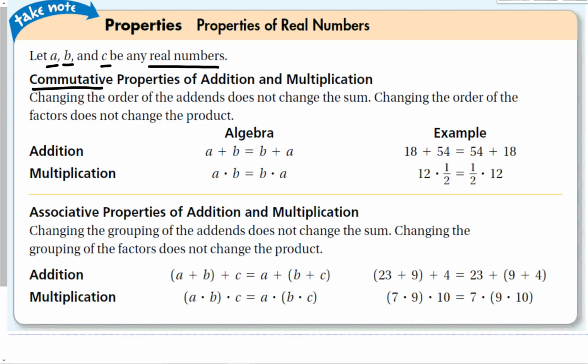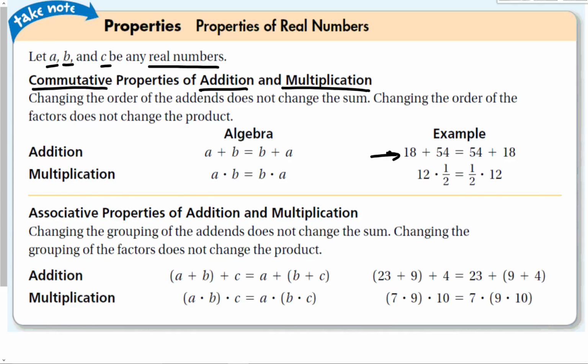So first, we have the commutative properties of addition and multiplication. So addition says that A plus B is equal to B plus A. So that means that I can add things in any order that I want. And my example over here on the right is just like our Solve It, just like our little warm-up problem, that 18 plus 54 is the same thing as 54 plus 18, okay? And multiplication works the same way. A times B is equal to B times A, right? 12 times 1/2 is equal to 1/2 times 12. It doesn't matter what order we add things and what order we multiply things together.